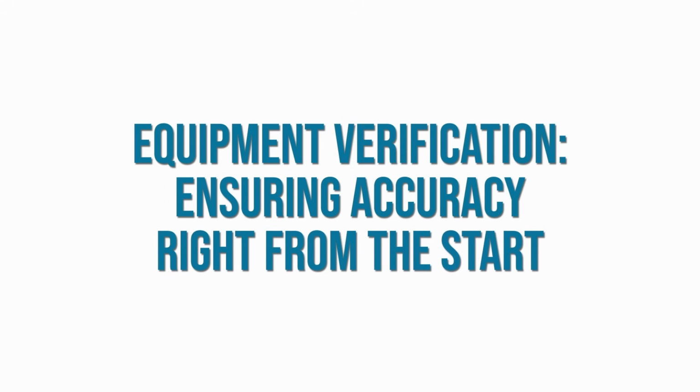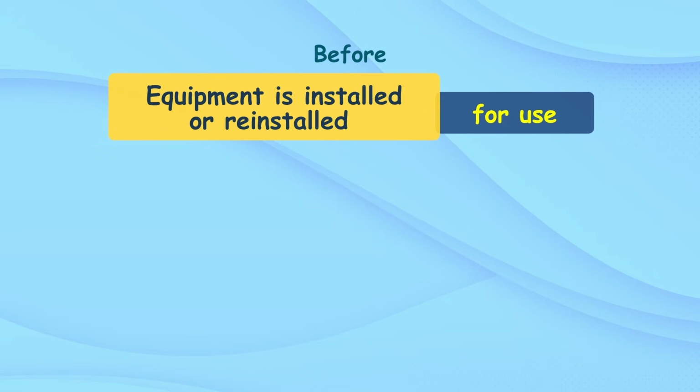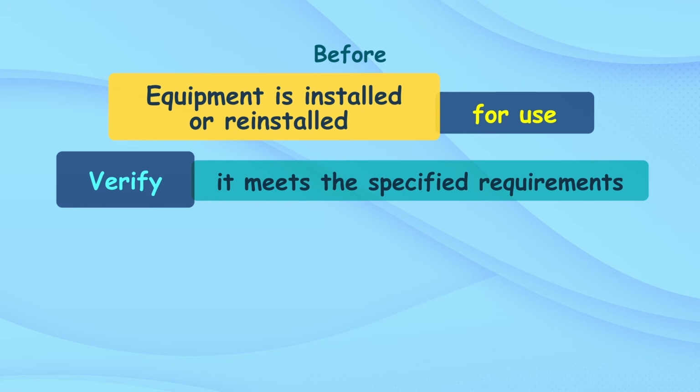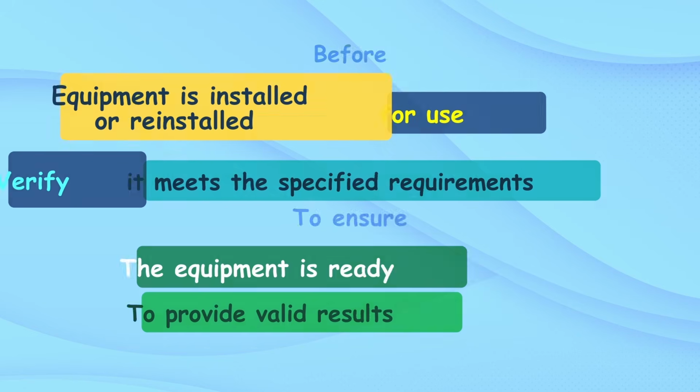Equipment verification, ensuring accuracy right from the start. Before equipment is installed or reinstalled for use, the laboratory must verify that it meets the specified requirements. This is crucial to ensure that the equipment is ready to provide valid results right out of the box.